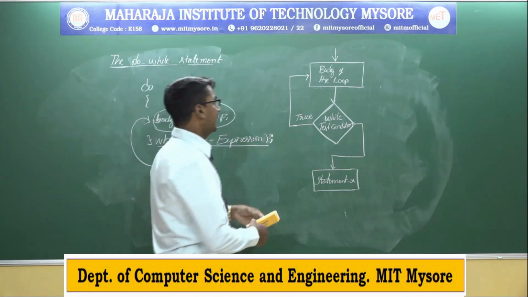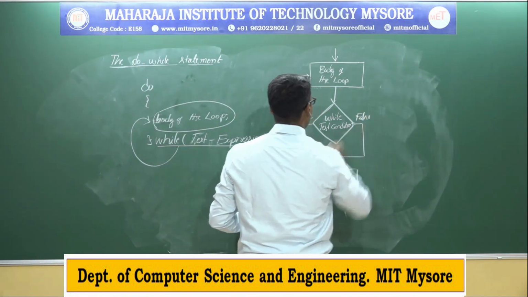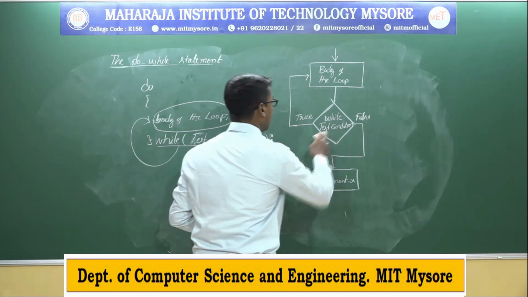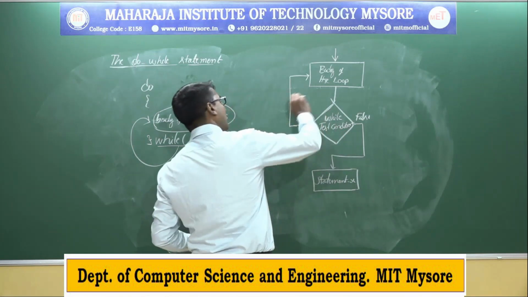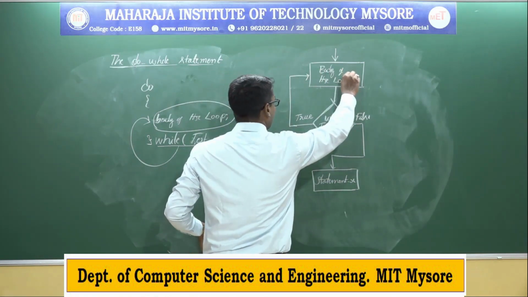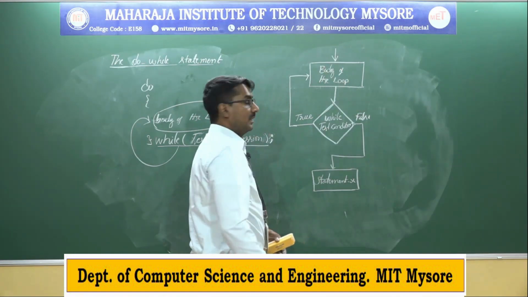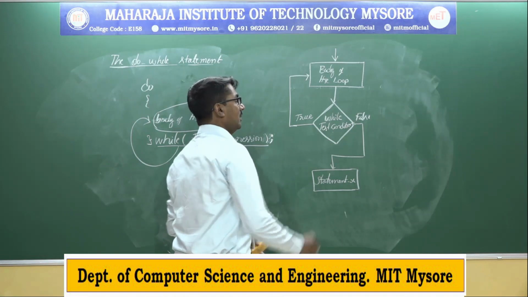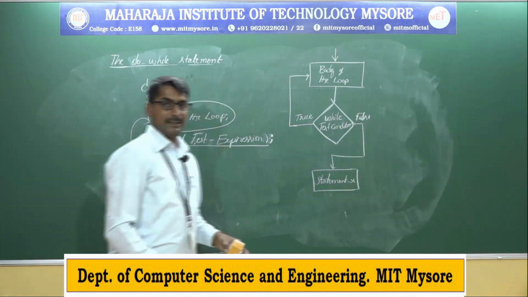So first it will execute the body of the loop. After executing the body of the loop, it will check the condition, the test condition. If the test condition is true, the control goes back to the body of the loop and executes it. Then after executing the body of the loop, it evaluates the test condition again. If the test condition is false, it will move to statement X.